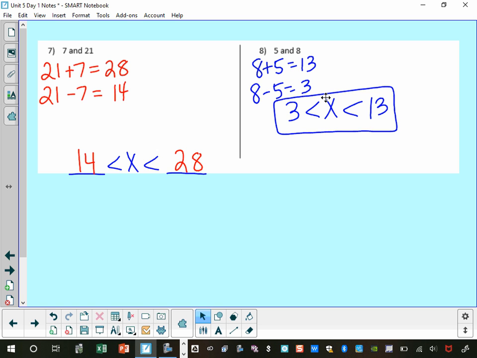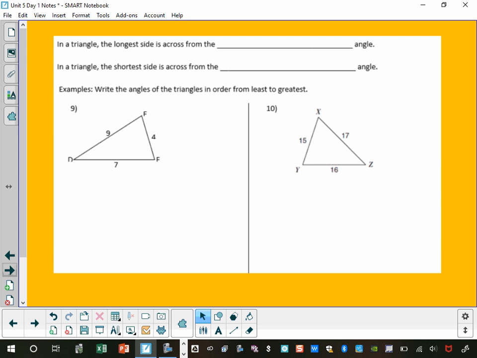Alright, this is the part we really have to practice, because on your test, it will say, like, write the angles, and you guys are writing the sides. So we have to make sure that we know what they're asking us to do. In a triangle, the longest side is across from the largest angle. And in a triangle, the shortest side is across from the smallest angle. They go hand in hand.